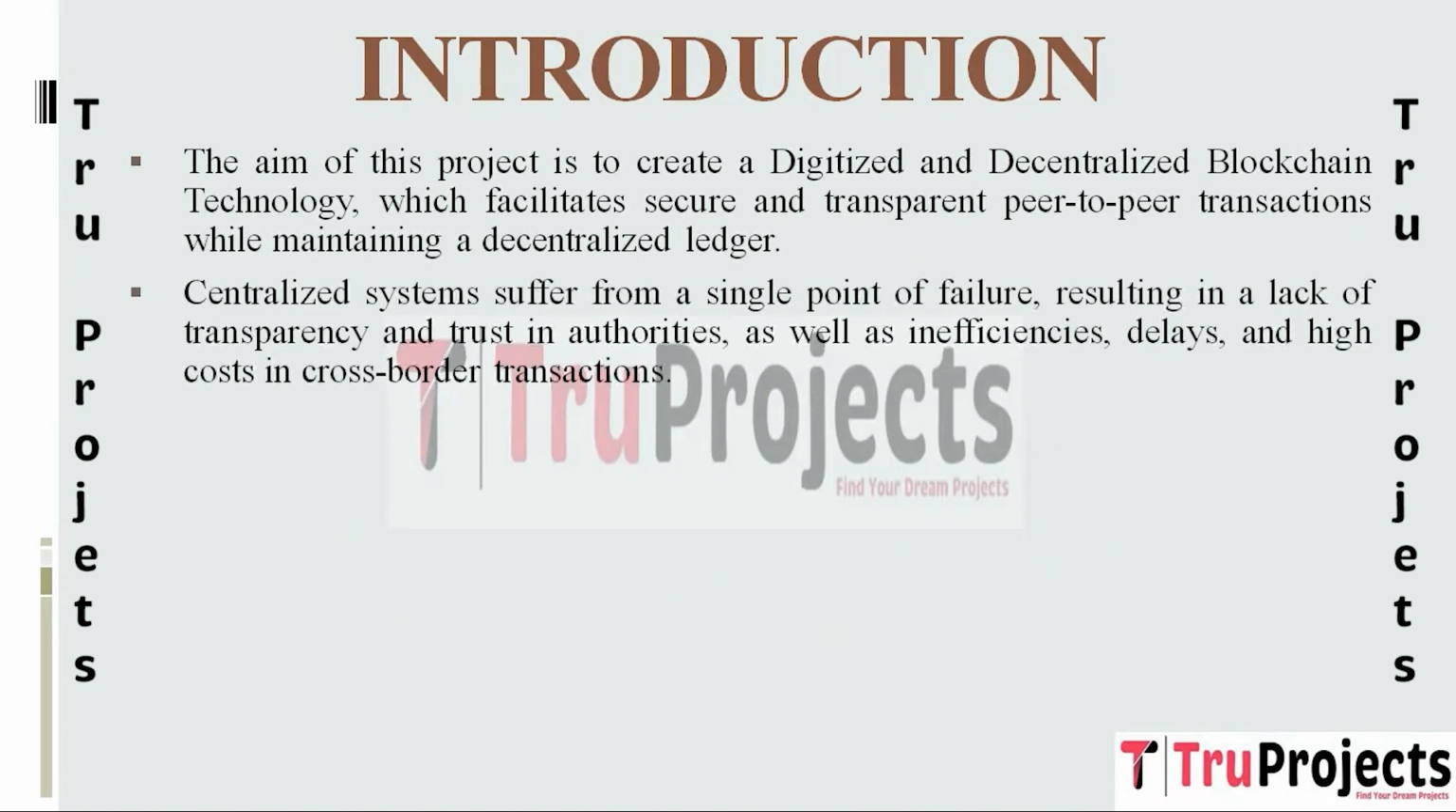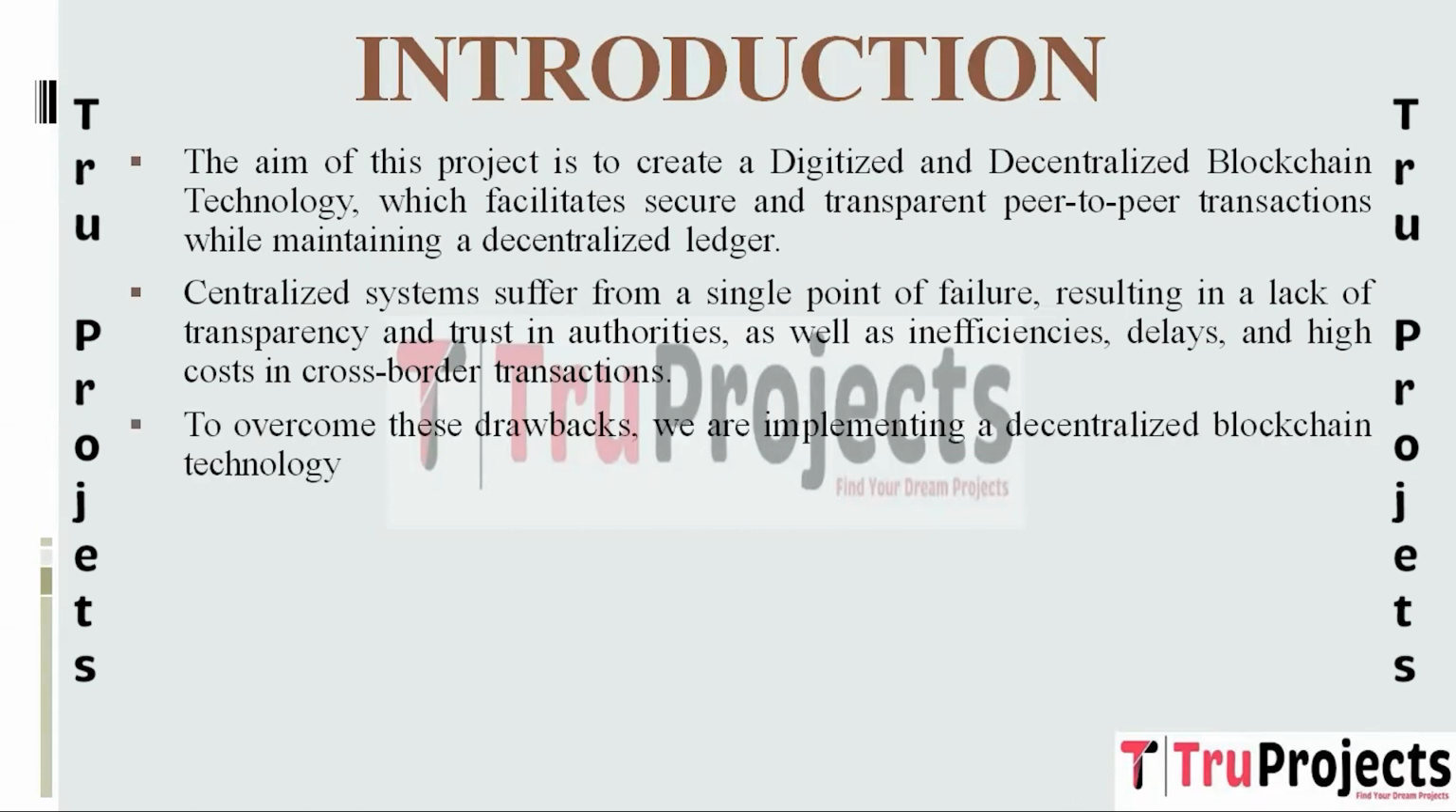Traditional centralized systems have inherent flaws. They are prone to a single point of failure, meaning that if one part of the system fails, the entire system can collapse. This flaw leads to a lack of transparency and trust in centralized authorities, as users often have limited visibility into the inner workings of these systems. Additionally, centralized systems often suffer from inefficiencies, causing delays and incurring high costs, particularly in cross-border transactions.